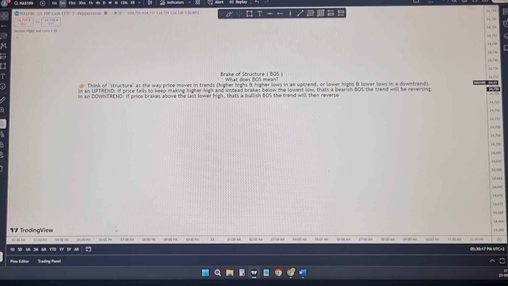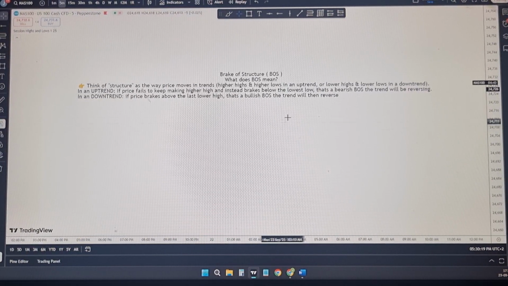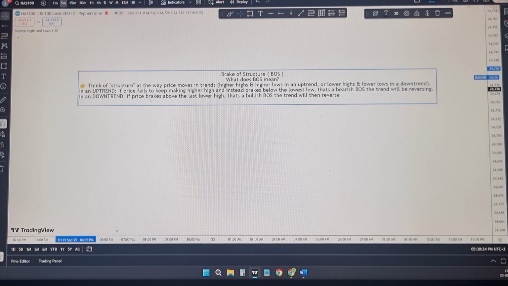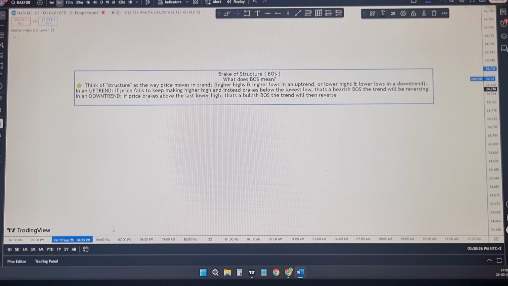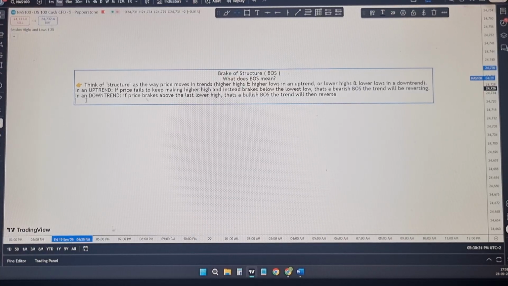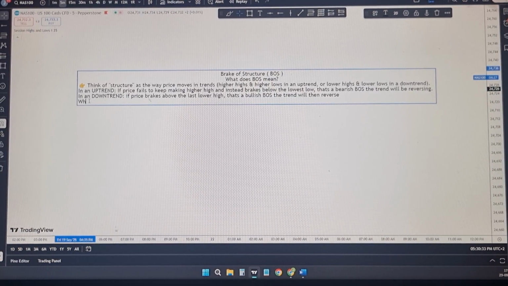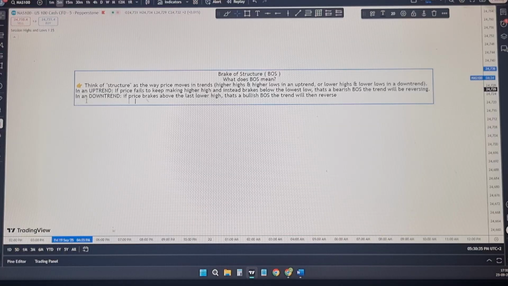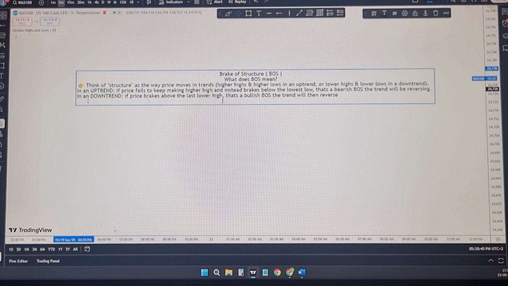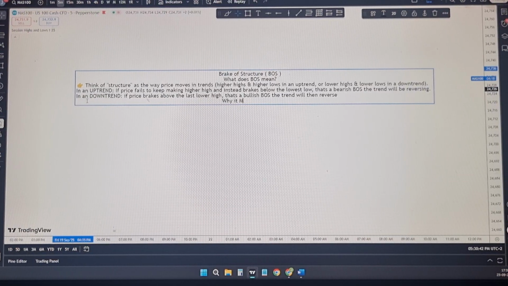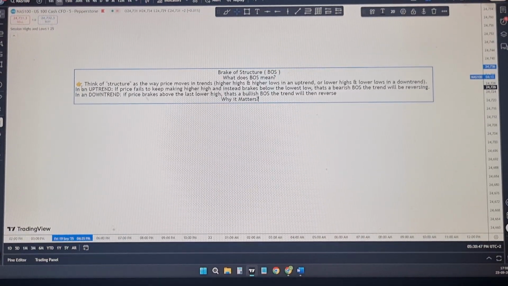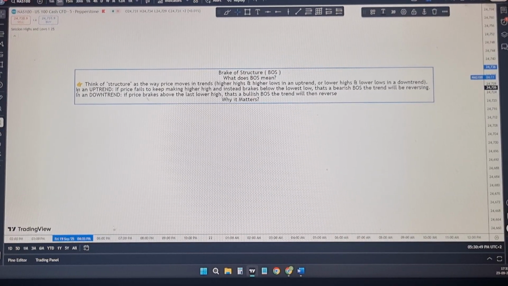Okay, why does a break of structure matter? Because I have everything on a Word document, I'm just gonna copy and paste it from here. Let me put it in the middle. Okay, why it matters. Oops, my bad. Why it matters.